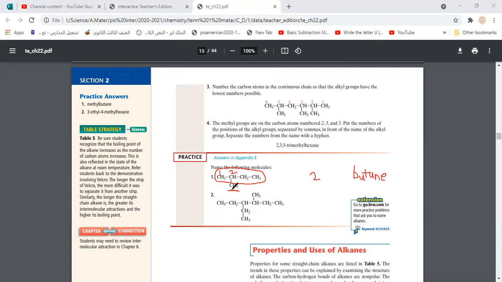What is this branch called? CH3, we call it methyl. Methyl. So here, 2 methyl butane. Is it like this? So here, guys, let's try to answer this one.